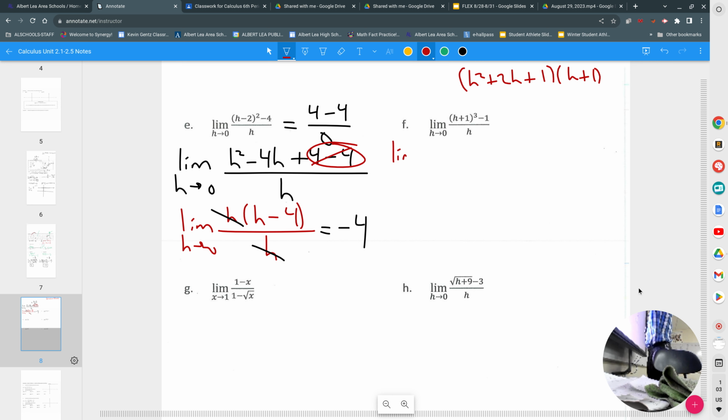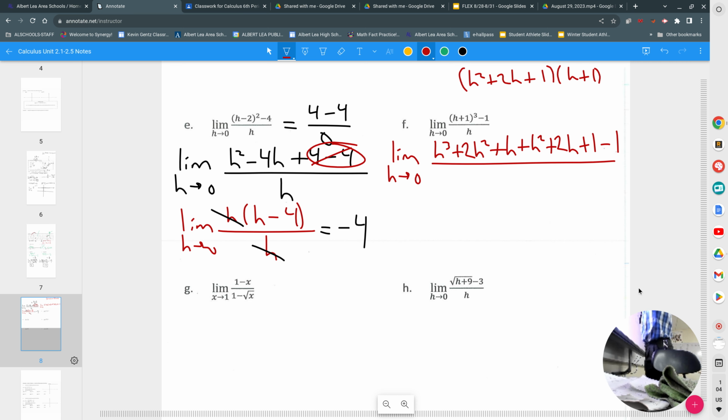So we have the limit as h goes to 0 of, if I multiply everything through by h, I will get h cubed. I'll get a 2h squared. I will get an h. And then I move on to multiplying by my 1. And I get an h squared. I get a 2h. And I get a 1. What am I missing? A minus 1, and that's all divided by h.